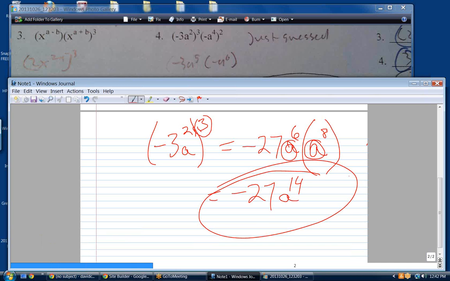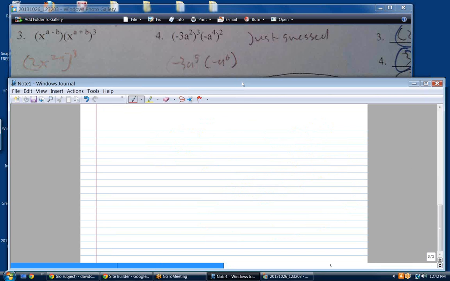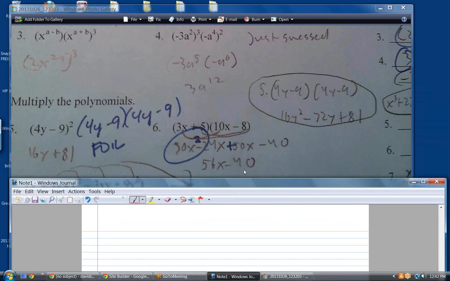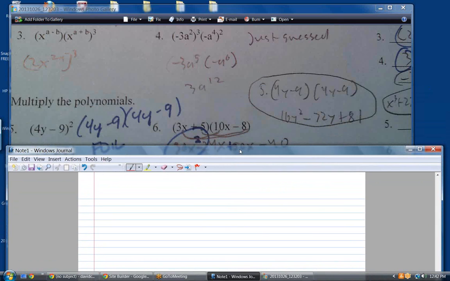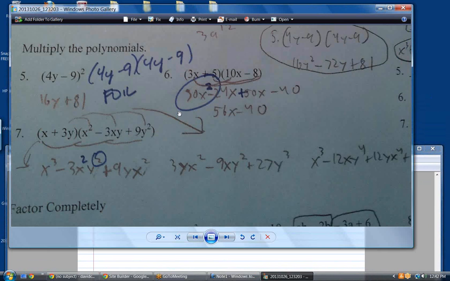Also do numbers 5, 6, and 7 as well, because I made some small mistakes on each of those. But I think at this point you can see that the 3 rules that we have are going to cover anything we come across. I don't care how complicated they are, they're not going to be that hard. Well, this is a little different, but this is different stuff.